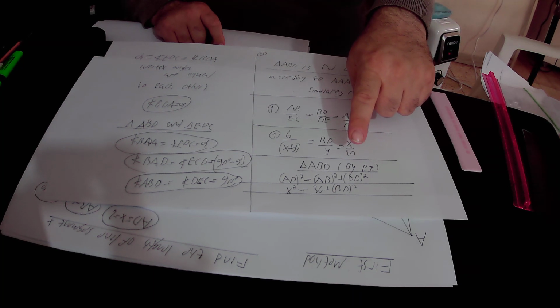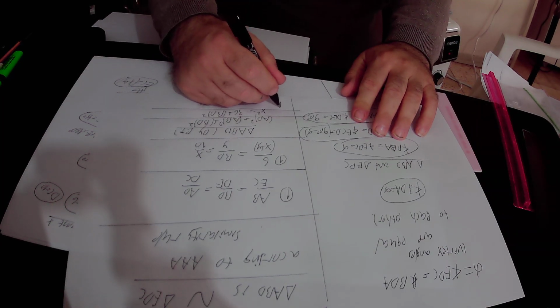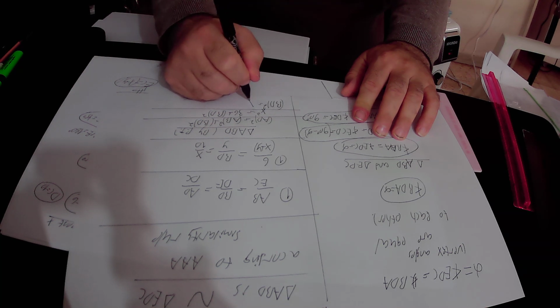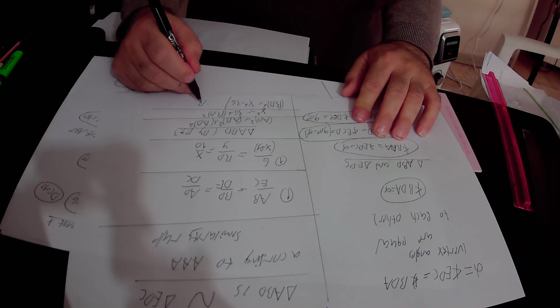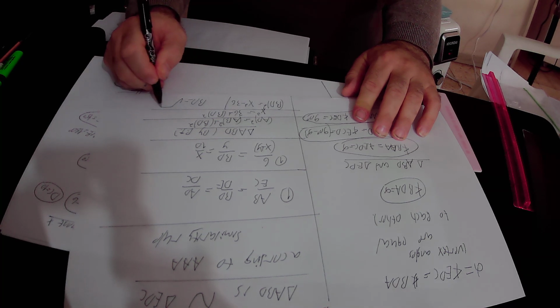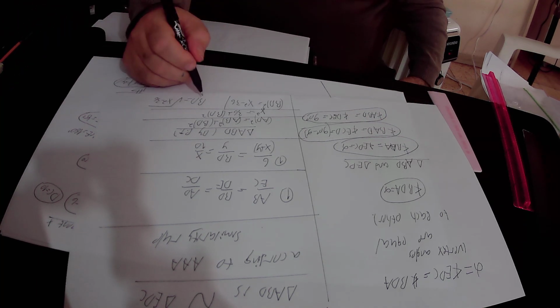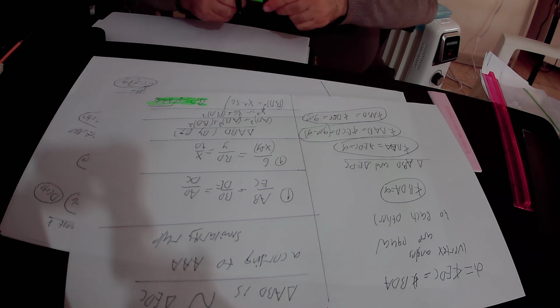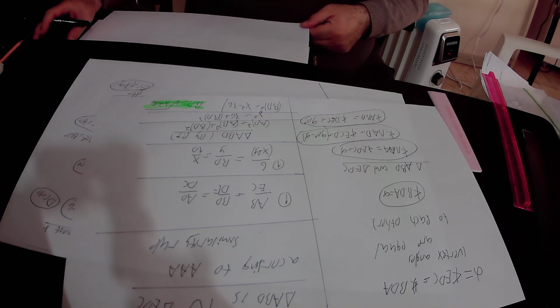We subtract 36 from this equation and we get that BD squared is equal to X squared minus 36. Taking the square root, we get that BD is equal to the square root of X squared minus 36. So if BD equals the square root of X squared minus 36, now we can substitute BD in equation number 1 by the square root of X squared minus 36.